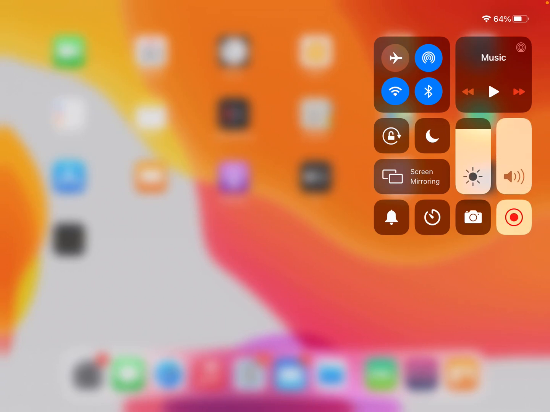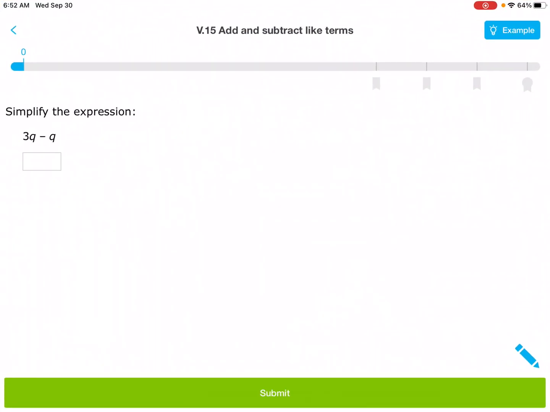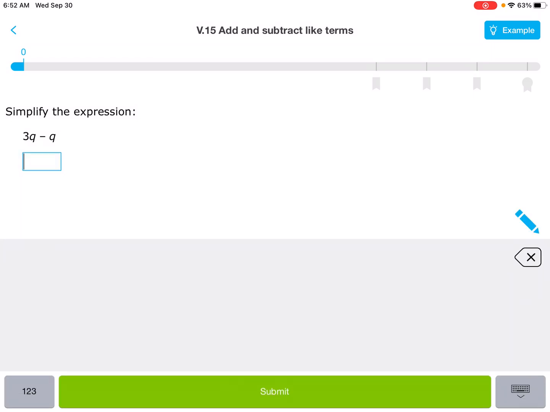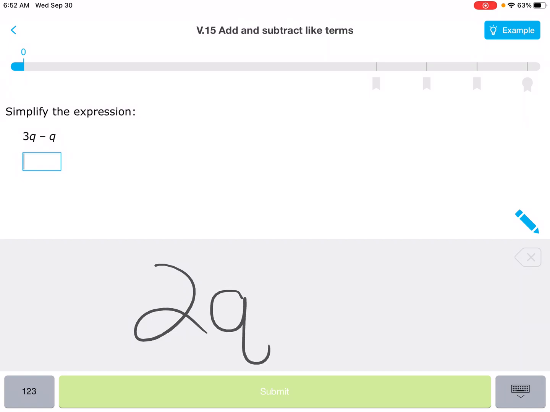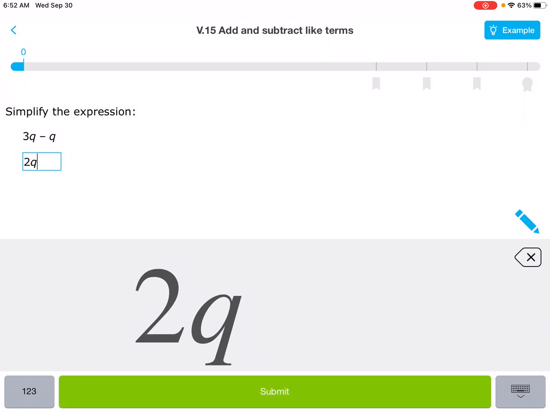All right, so we're going to take a look at IXL V.15. This is an 8th grade level 1, and it's called add and subtract like terms. So right now, I have an expression 3q minus q, and my answer is going to be 2q because 3q minus 1q is 2q.